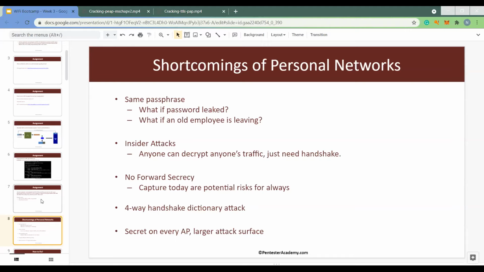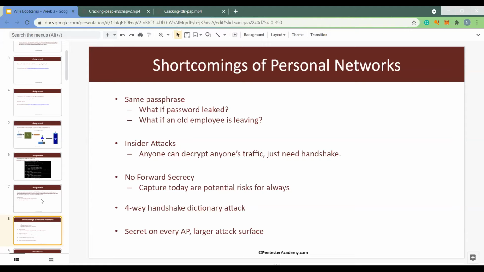What is the next problem? The four-way handshake is susceptible to the dictionary attack, right? You can capture the four-way handshake, you know the SSID name, and now you can use something like aircrack-ng with the dictionary file or with a brute forcing pattern, and then you can try to perform the dictionary attack on it. So again, if the password is not secure, you are a goner.